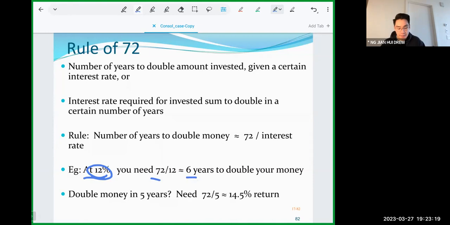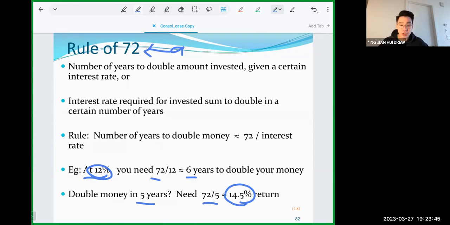Another example: what if you want to double your money in 5 years, what is the rate required? We just take 72 divided by 5, and this gives 14.5%, the rate required in your savings account to double your money in 5 years. I want to highlight that this rule of 72 is basically an approximation. I repeat, it's an approximation.